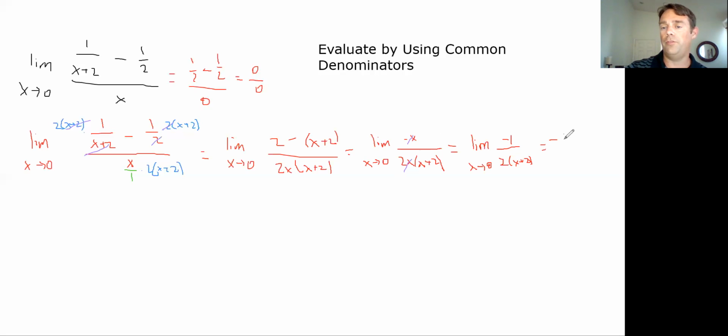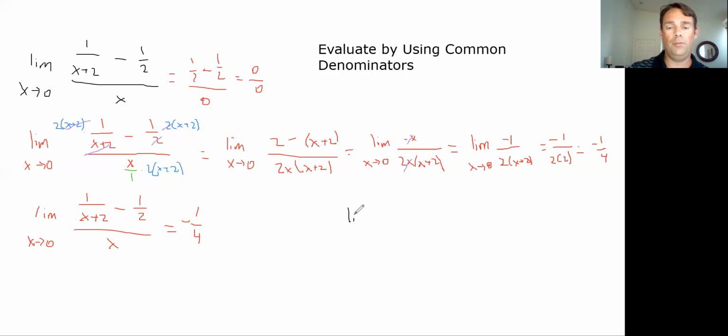So I plug my 0 in there, friends, and I end up with negative 1 times 2 times 2, and that would be a negative 1/4. So again, I couldn't evaluate the first, but if I change the form of it, I can solve it. I can evaluate the limit. They agree at every point except for when x equals 0. So by evaluating something I can deal with, I can go back and say the first one would also have been that. All right, here's your last problem of the day to try.